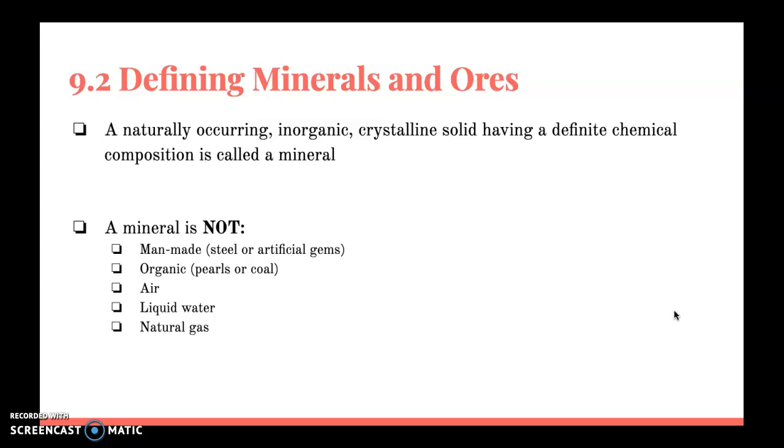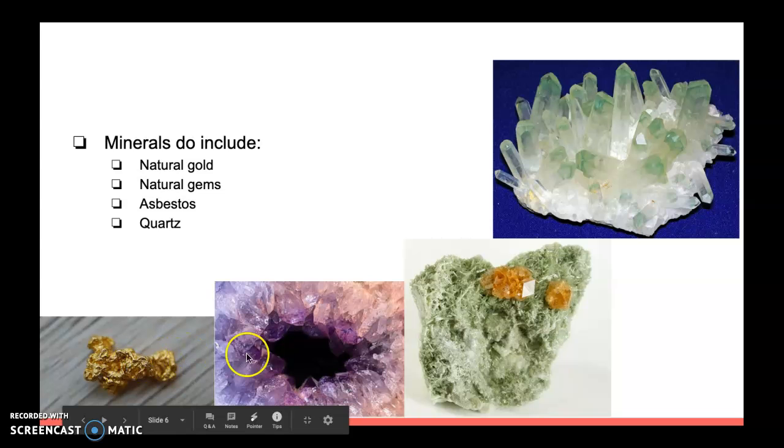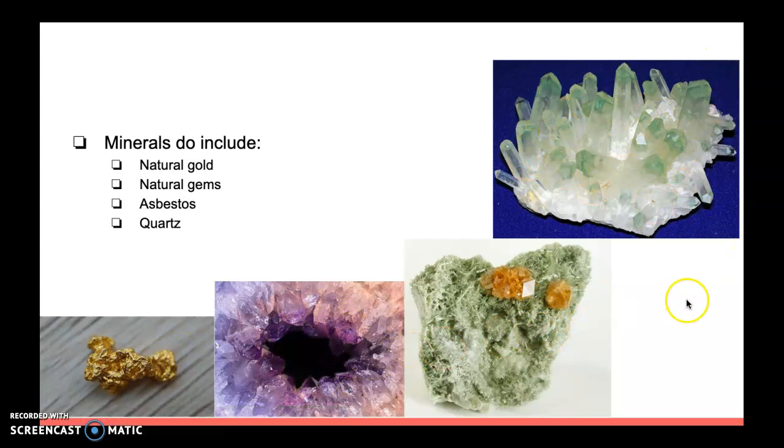9.2 is defining minerals and ores. A mineral is defined as a naturally occurring inorganic crystalline solid having a definite chemical composition. So a mineral is not man-made, organic, air, liquid water, or a natural gas. Minerals do include, though, natural gold, natural gems, asbestos, and quartz. So we can see right here the gold, and then our gems, asbestos, and then the quartz. Look how pretty that is.